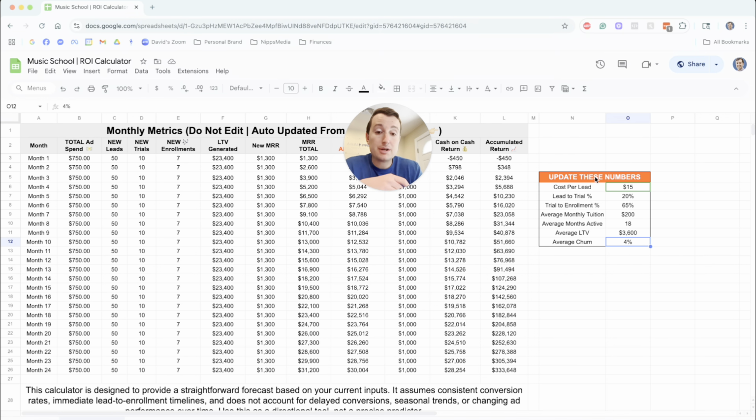So get this number here. We find that the industry average is around $15 per lead. We've seen as low as $5. We've seen as high as $25, $30. But this is about an average that you can go off of for the example's sake here.